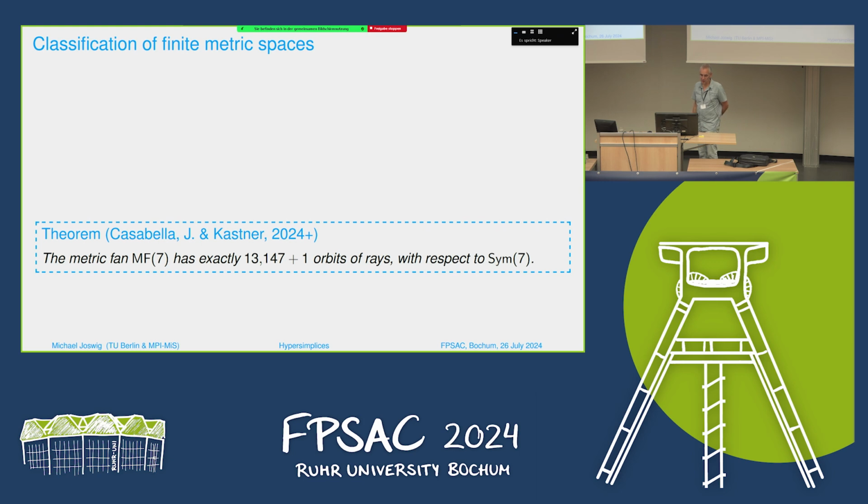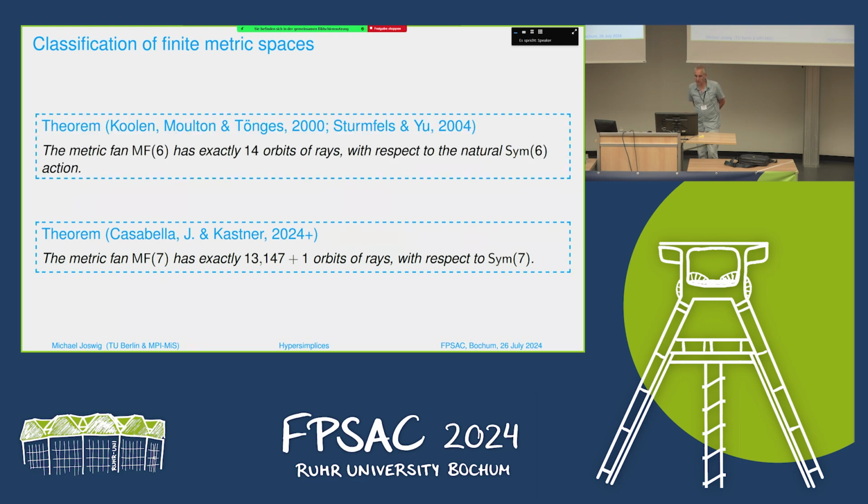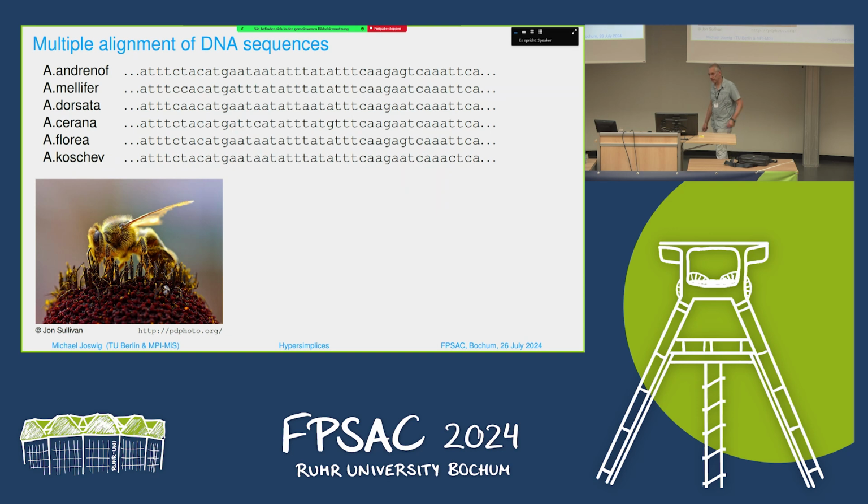Why is it interesting? Well, other people worked on similar things before. Again, Josephine and Bernd were already mentioned. They accomplished the same thing for the metric fan of metric spaces on 6 points. So it's a kind of combinatorial classification, and now we extend this to 7 points after 20 years, thanks to a massive computation.